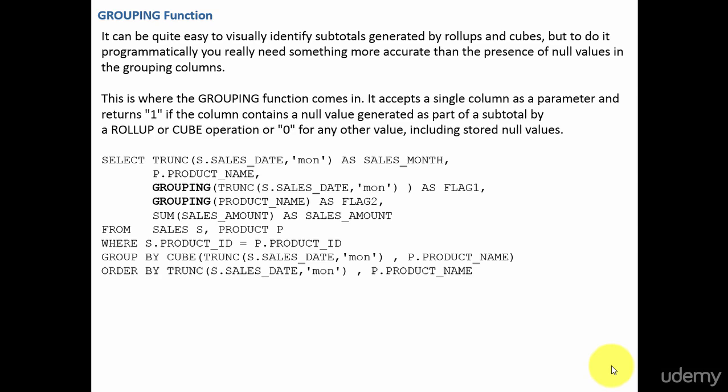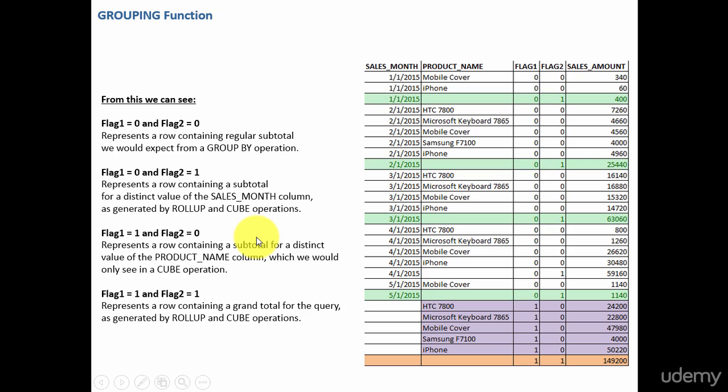So to identify which is the grand total or which is the subtotal or which is the actual row, we use the grouping function. This grouping function takes a single column as a parameter. That parameter is one of your group by columns. Here you see I am using a grouping function with the first group by column, and here grouping with the product name, which is my second group by column. I'm creating the columns flag 1 and flag 2, and in the group by I am using a cube. So how does the output look?